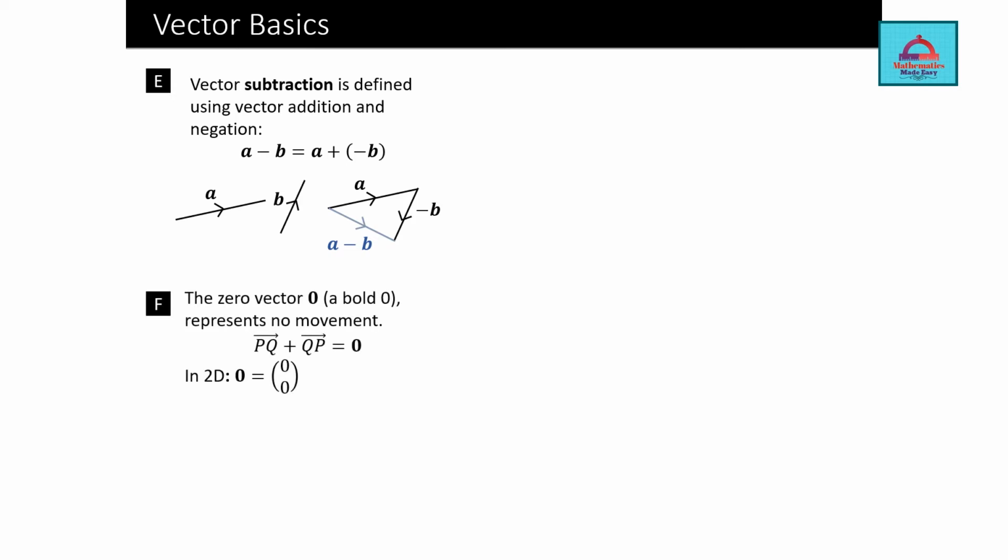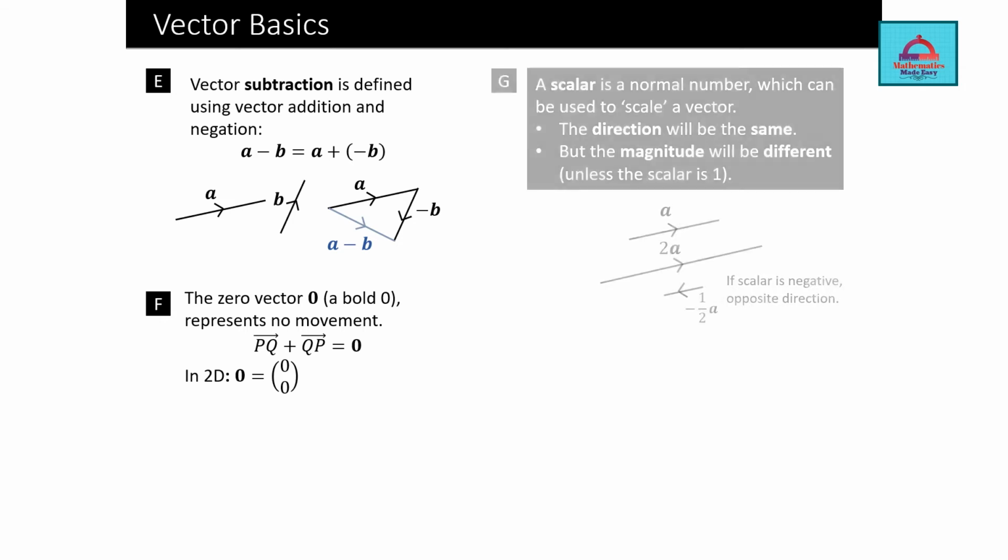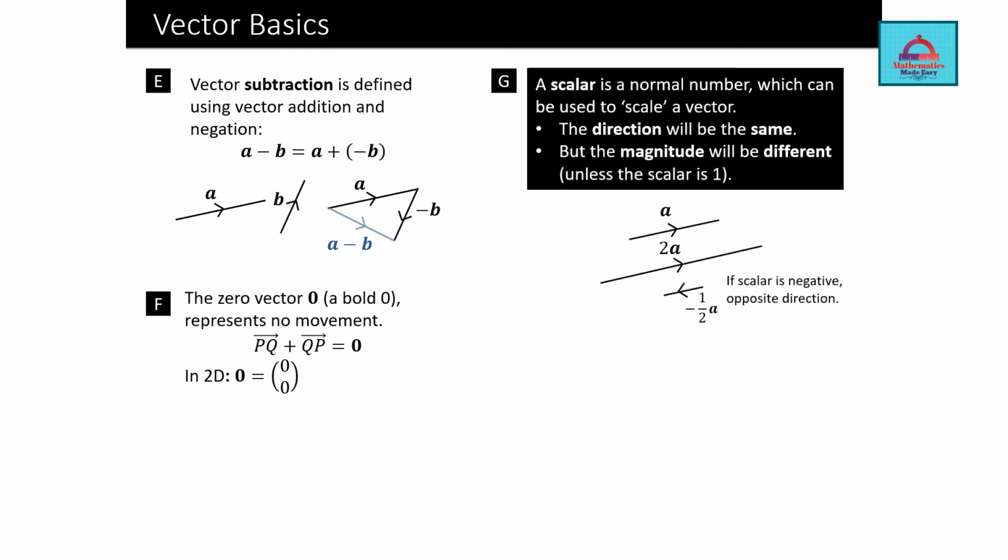So that's vector addition. Now, what is a zero vector? A zero vector represents no movement. It does not have any magnitude. So in two dimensions, you can write both the horizontal and vertical components as 0, 0. So this is a zero vector.